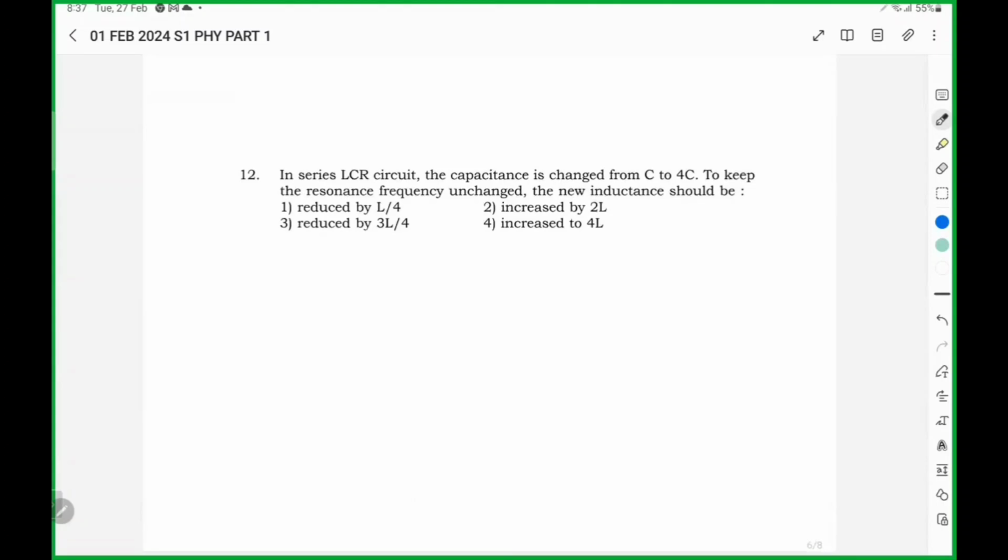In an LCR circuit, the capacitance is changed to keep the resonance frequency unchanged. So capacitor and inductor are in resonance if omega L is equal to 1 by omega C. So that means their phase difference is 180 degrees. They are in resonance.